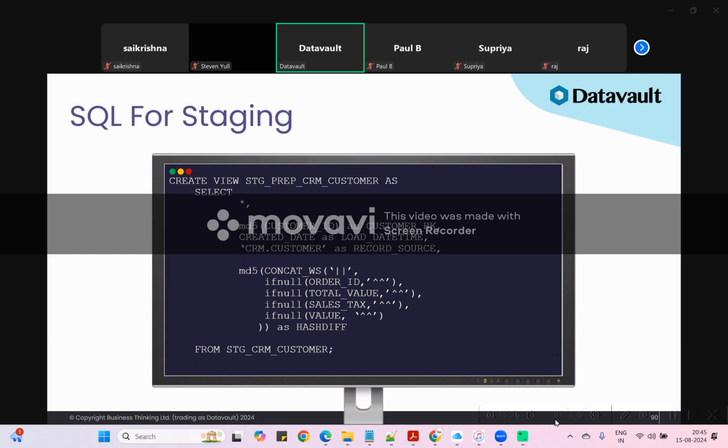We're going to add a created date as load date time, so picking a date column as the load time. Put a constant in for the record source, and then we're going to concatenate columns together and hash them to get a hash diff out as a checksum. Okay, so the create view statements are going to be very similar in the patterns that are there, depending on what we need to calculate.